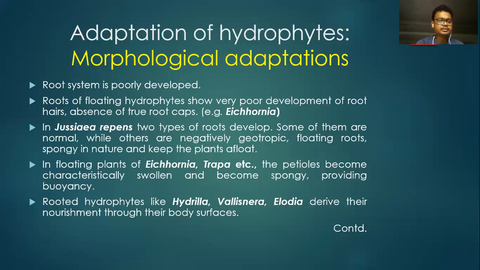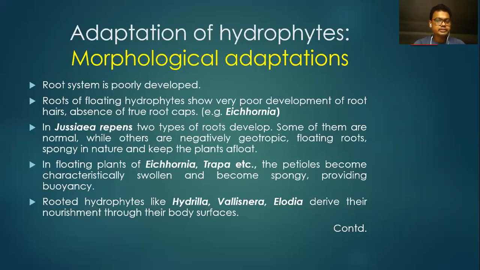And next, in the case of Eichhornia and Trapa, the petiole becomes characteristically swollen. This is very important, an identifying character: the swollen and spongy petiole. Why? Because these swollen and spongy petioles provide buoyancy. That's why they can float on the upper surface of the water body. So these two characters, swollen petiole and spongy petiole, provide buoyancy to the plant body for their morphological adaptation.